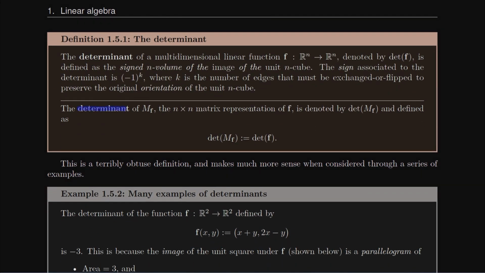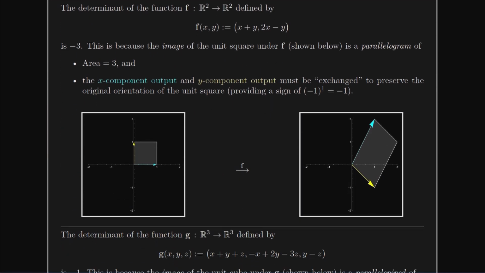Okay, so you can also talk about the determinant of a matrix. Just as up here, I gave the determinant of a linear function, the matrix will just be the same as the linear function. It's just defined to be the determinant of the linear function which the matrix represents. So let's look at a couple of examples where I've directly plotted functions, so you can get an idea of what the determinant should be.